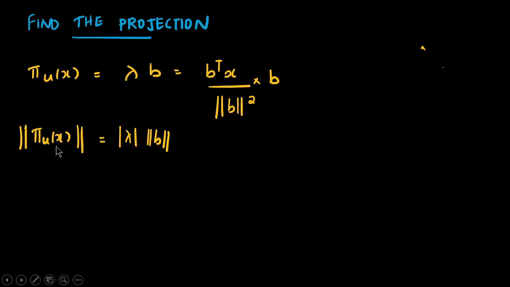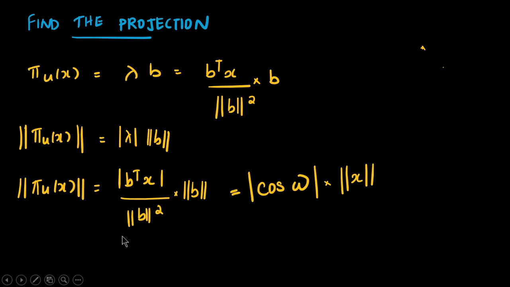Then the length of this projection is equal to lambda times the length of b. So this pi u of x can be written like this, that is the value of lambda. We can substitute the value of lambda over here, b transpose x divided by b square. That we substituted here, and it is equivalent to cos omega times the length of x.